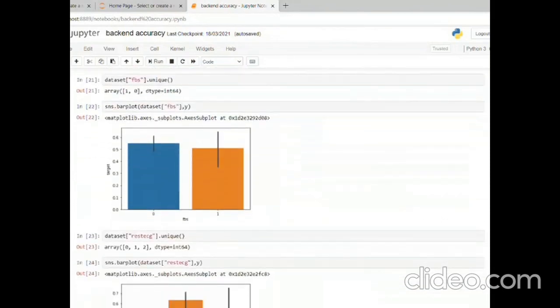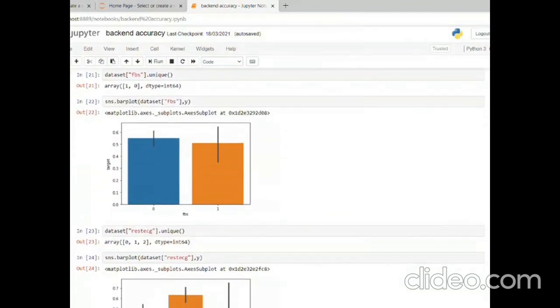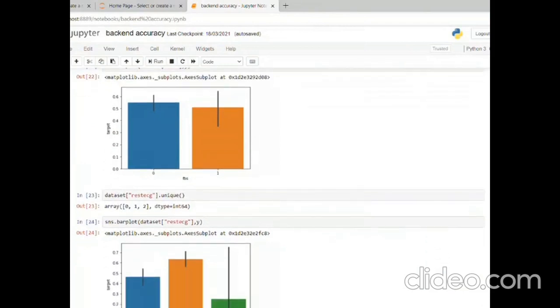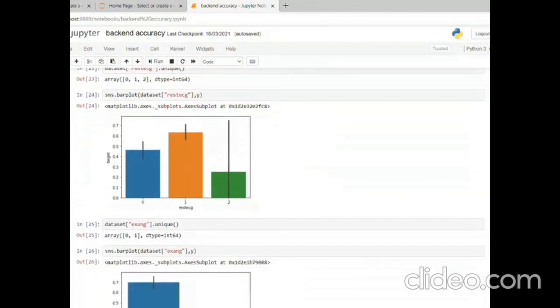Here we can see that the people having FBS greater than 120 mg, that is 0, is very high as compared to the people who are having FBS less than 120 mg. And from the above bar plot we can clearly say that FBS does not have much effect on heart problems. And here we can clearly see that people having type 0 and type 1 is almost the same, whereas people having type 2 is extremely low as compared to type 0 and type 1. And from the above bar plot we can easily see that people having type 2 are much less likely to have heart problems when compared to type 0 and type 1.